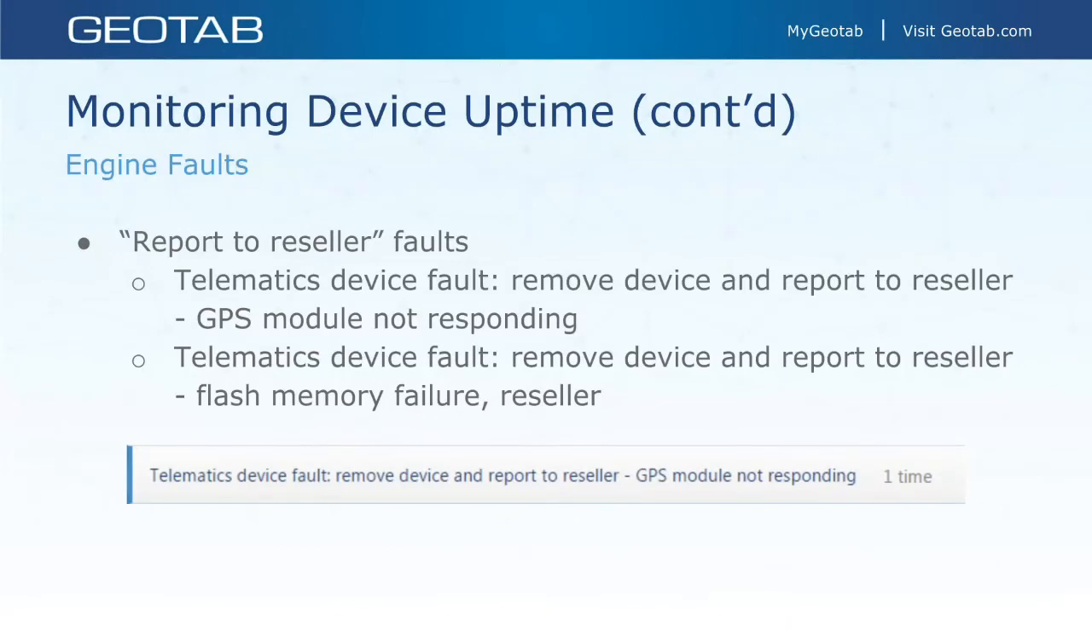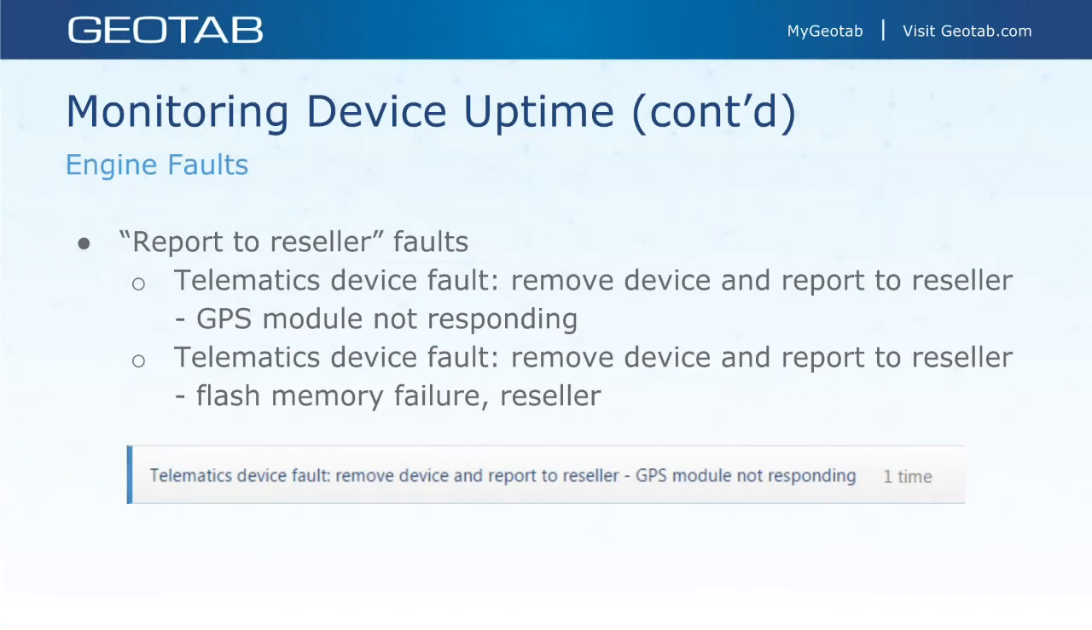You might also see a fault that says report to reseller, and there's a couple that are most prevalent. Telematics device fault, remove device and report to reseller, GPS module not responding, or flash memory failure. Now these are the ones that we internally here at Geotab monitor, and we make every effort if we see one of these faults on a vehicle to contact the customer or to contact the reseller and let them know.